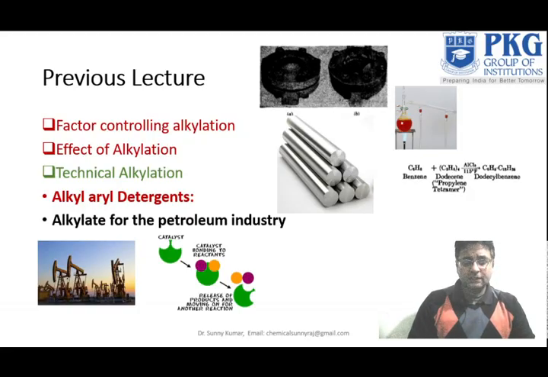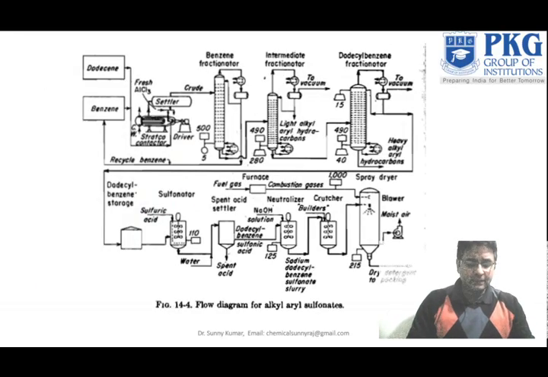This is your flow diagram for the detergent. You are preparing a detergent, the alkyl aryl sulfonates, and the common reactants are dodecene and benzene. When both react, we send the product to the storage container, and then there are three fractionators we are using. The first one is the benzene fractionator, the second is the intermediate fractionator, and the third is the dodecyl benzene fractionator.